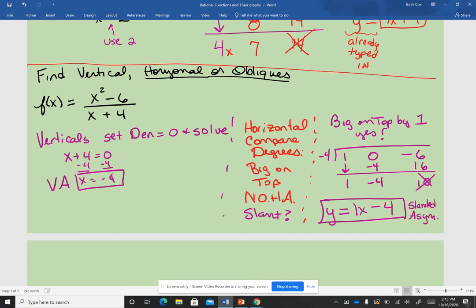All right, there you go. All three. The vertical was x equals -4. There was no horizontal, and the slant is y equals x minus 4. All right, it's just math, y'all. Keep plunging along. You can do it.